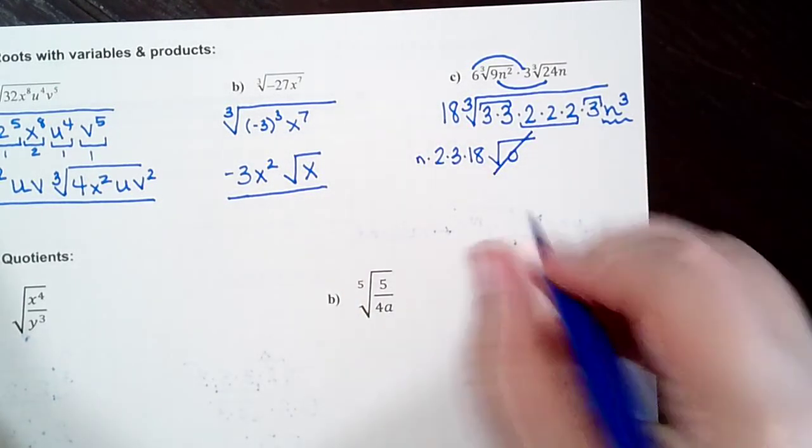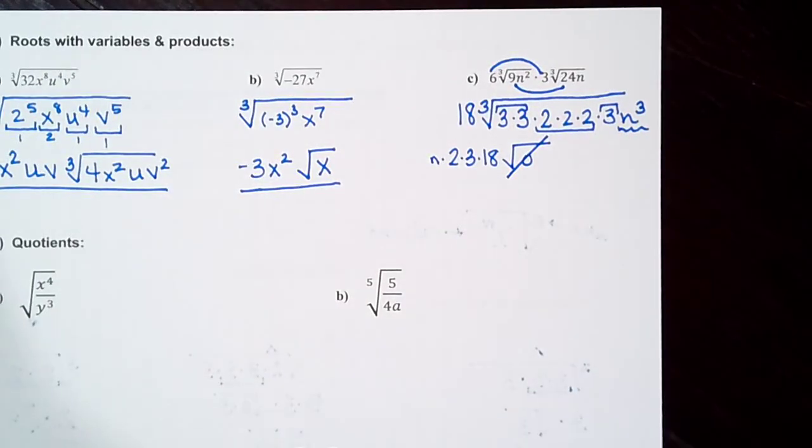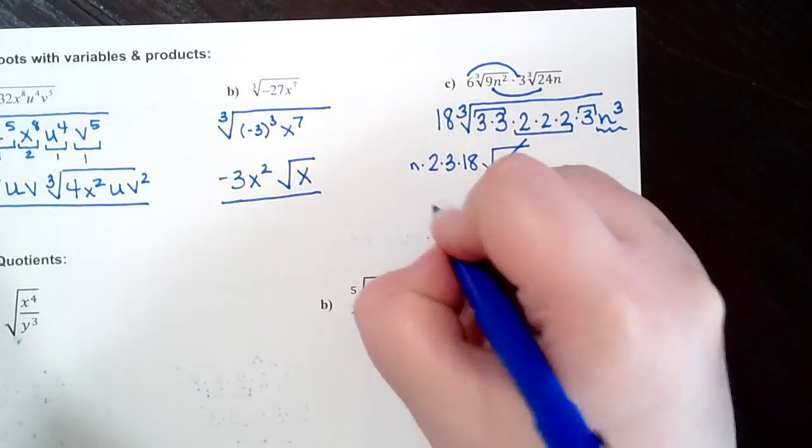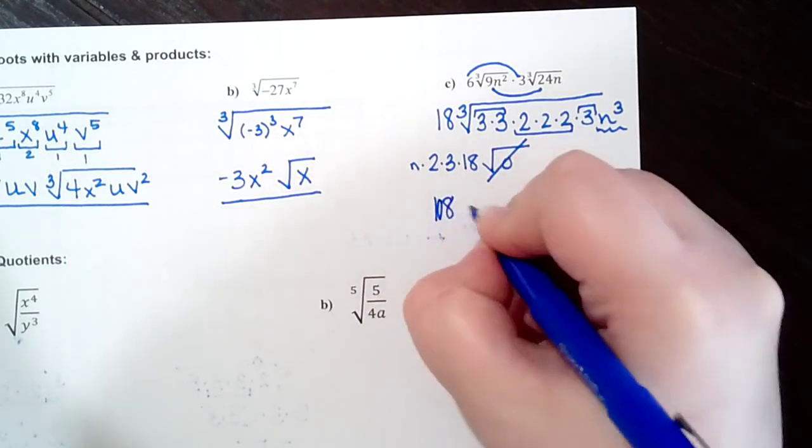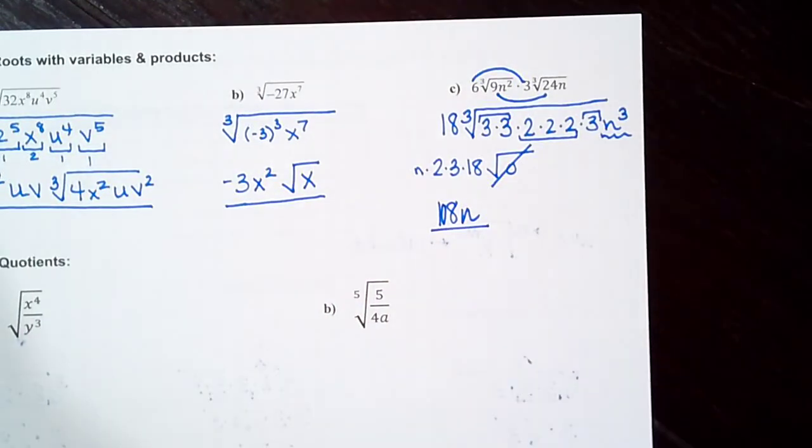The radical goes away, and now we're just left with that, which I don't know off the top of my head. Let me calculate that really quick. I'm going to have to go to the handy dandy Google calculator because I don't have mine available. 18 times 2 times 3 is 108, times that n that we uncubed, we're left with 108n.